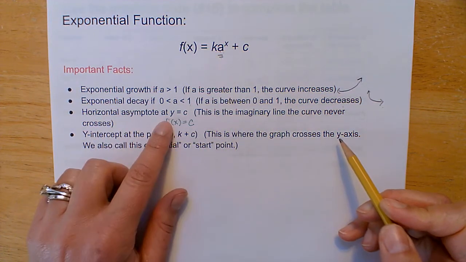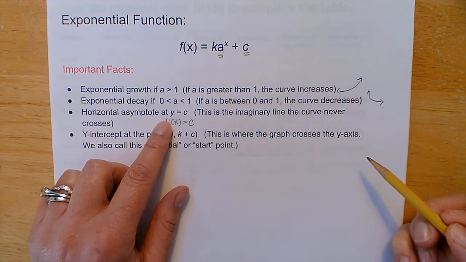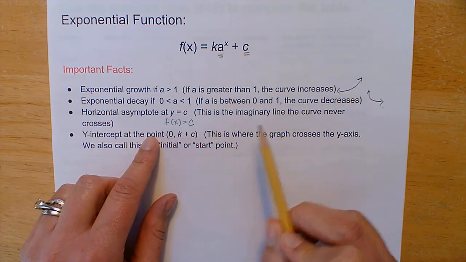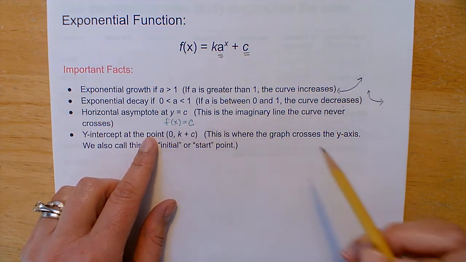The horizontal asymptote is always going to be at c. So remember, this controls the horizontal asymptote. This is the imaginary line the curve never crosses. You can write it as y equals c or f of x equals c.